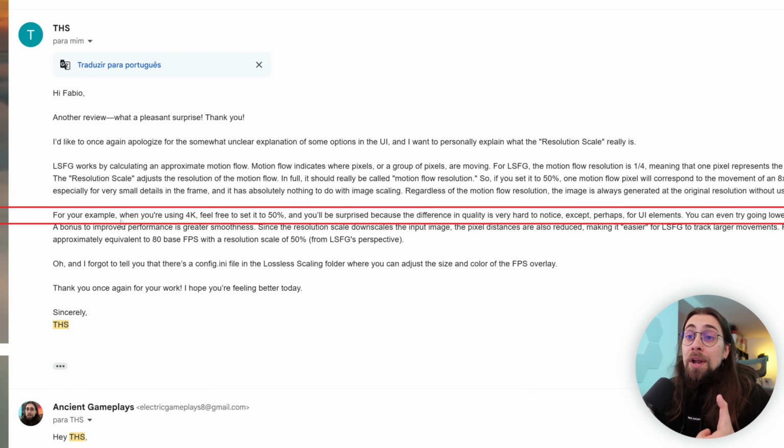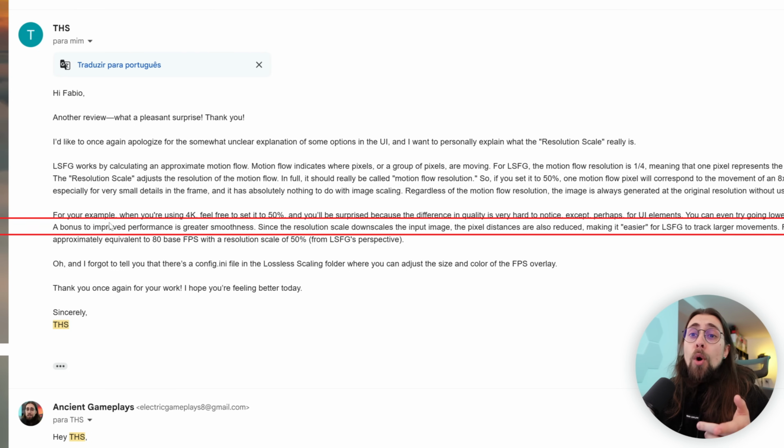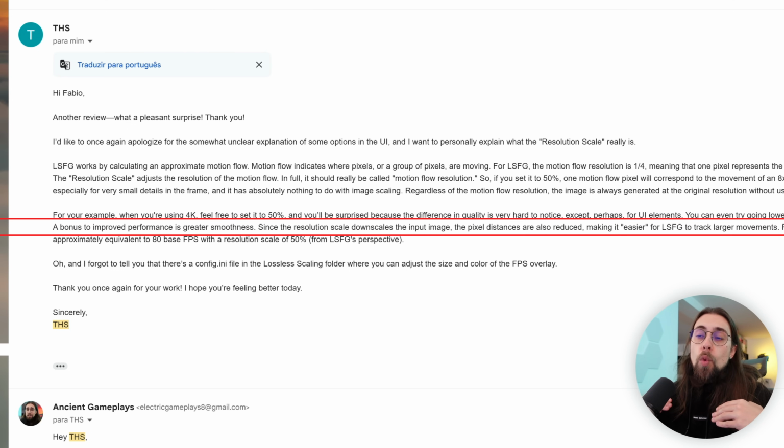For example, when you're using 4K, which is the case, feel free to set it to 50% and you'll be surprised because the difference in quality is very hard to notice, except perhaps for UI elements, which I did notice the difference, and you can even try going lower. A bonus to improved performance is greater smoothness, and yes, you do have slightly less quality when it comes to UI elements if you just go to the flow resolution down. But at the same time, the FPS that the software takes to produce those generated frames is also less. So the FPS cost of generating frames is also less.